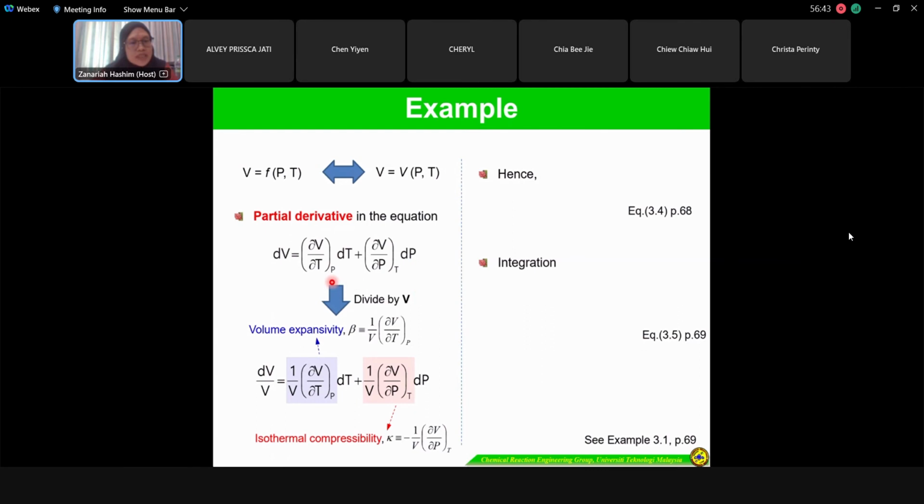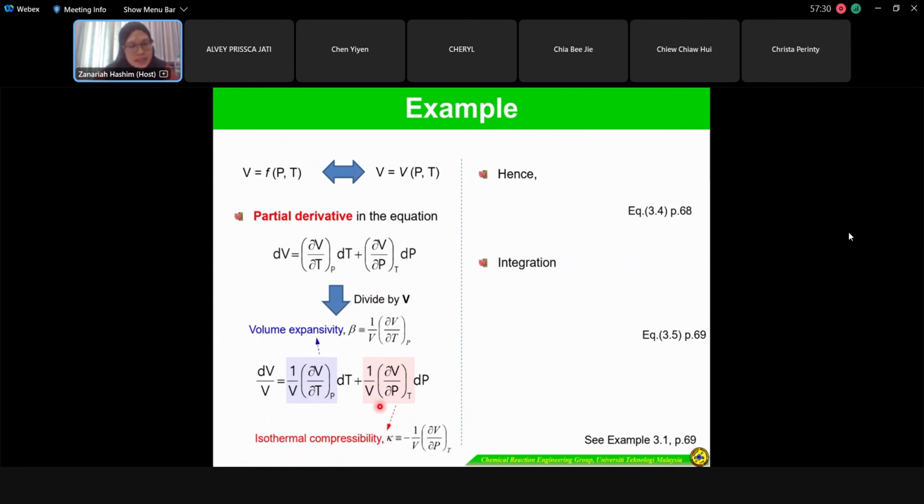If we divide this equation by V, you get this lower equation. So you divide by V, and you have dV over V, and then you have 1 over V here and 1 over V here. We can replace this term, the one in blue, with beta, and the one in light pink with kappa. So beta is called the volume expansivity and kappa is called the isothermal compressibility.